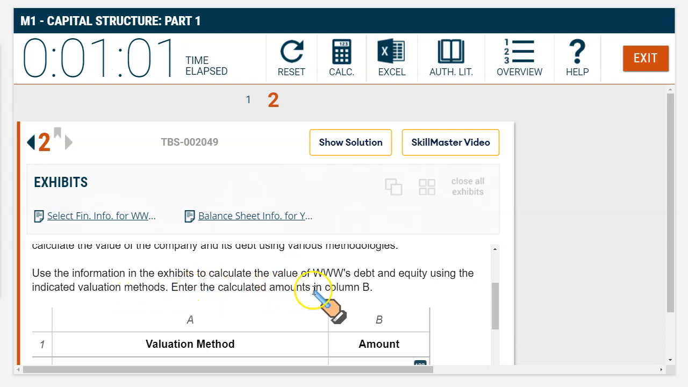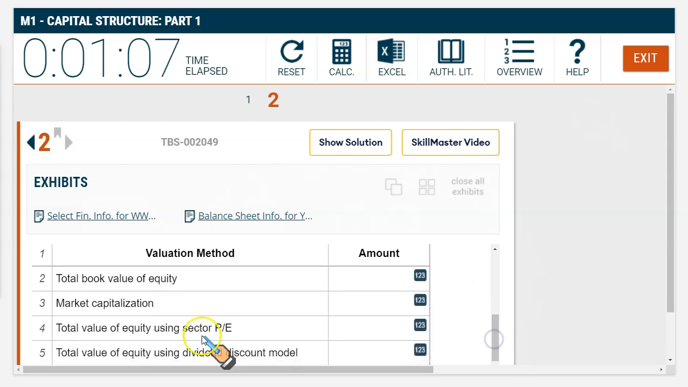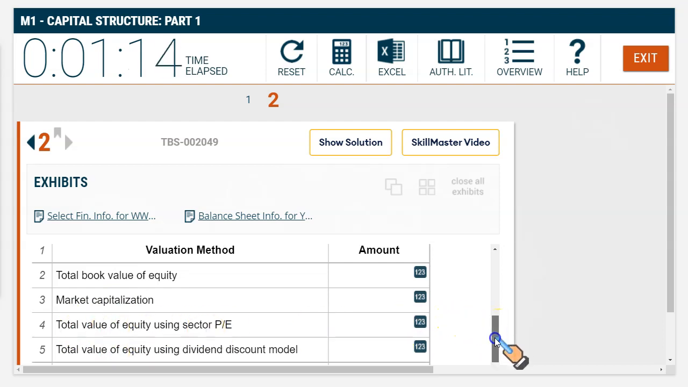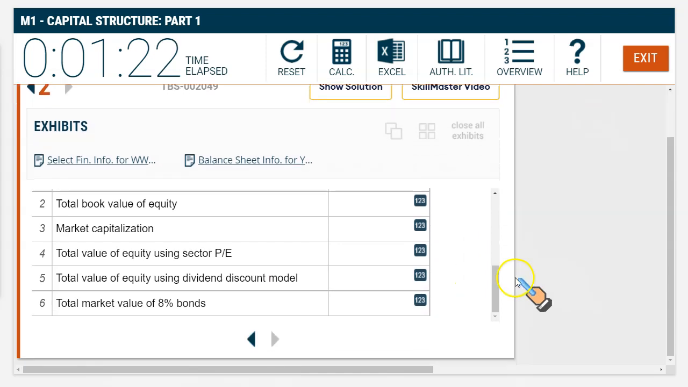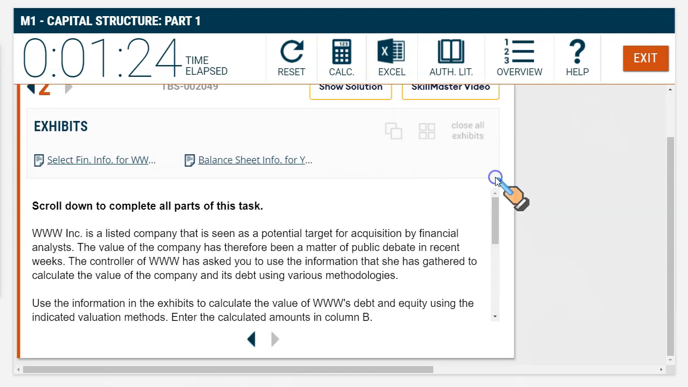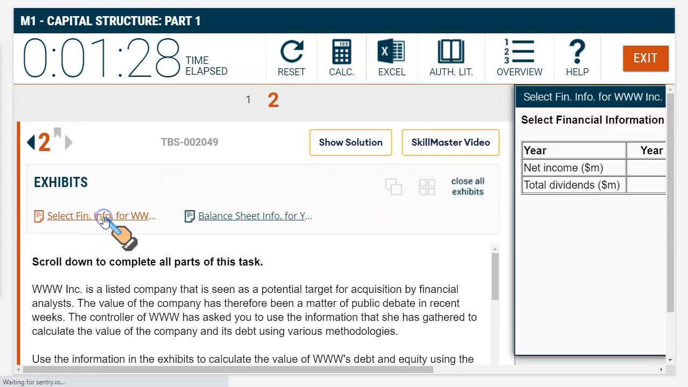Enter the calculated amounts in column B, and what we have in row 1: total value of equity, book value of equity, market capitalization, total value of equity using sector price earning ratio, the total value of the equity using dividends discount model, and finally the total market value of 8% bond. Do we have anything else? No, that's all. Okay, so let's have a quick look at what do we have in the exhibits.